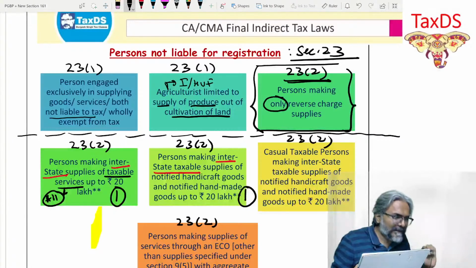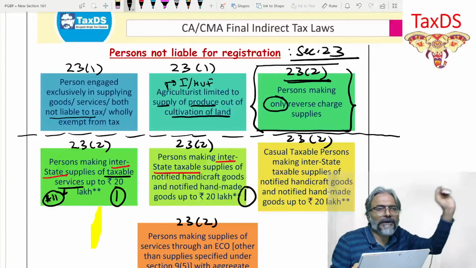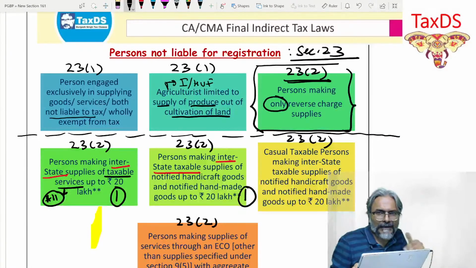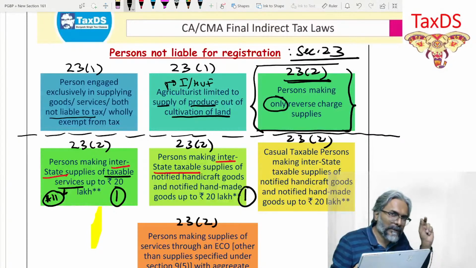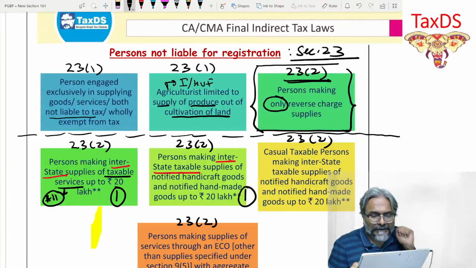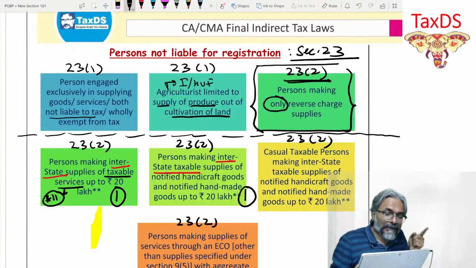But my interstate supply of service doesn't go beyond 20 lakhs or 10 lakhs if I am in that state. Then am I liable for registration? And the answer is no. On the contrary, I am getting exemption under section. That is for service.